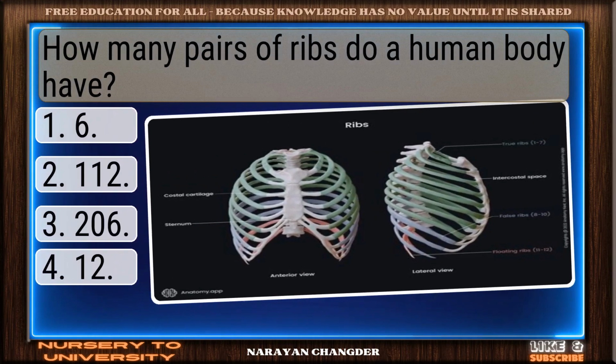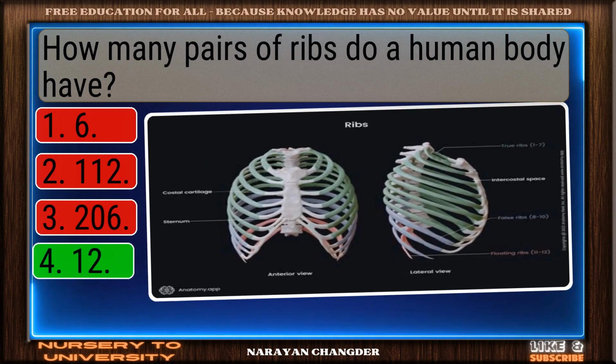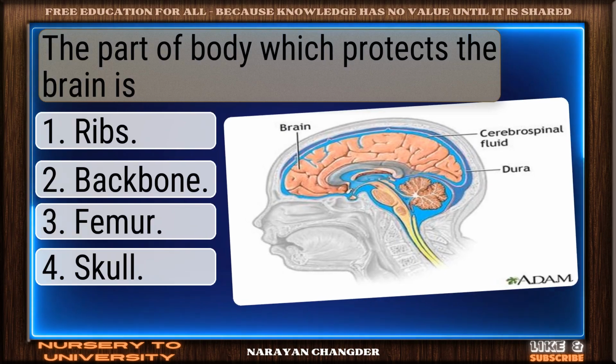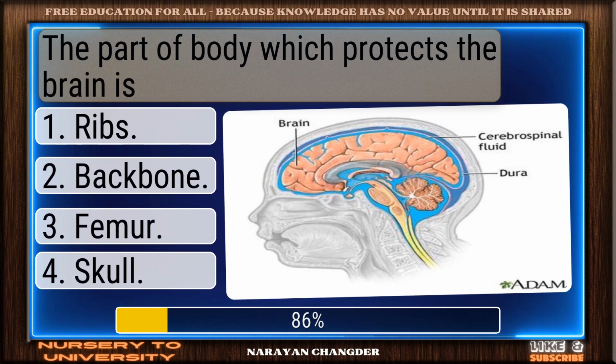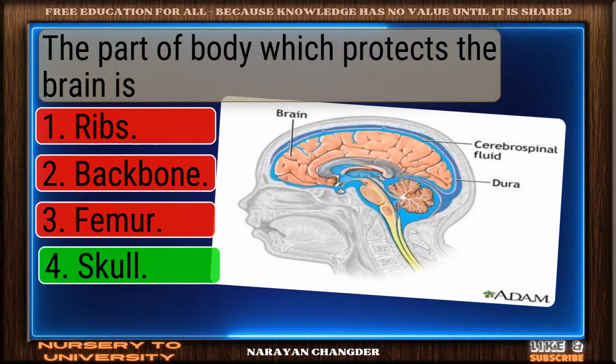How many pairs of ribs does a human body have? You're right. 12 is the correct answer. The part of the body which protects the brain is... Right choice. Skull is the best answer.